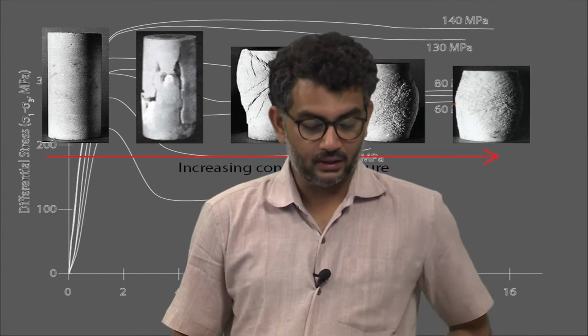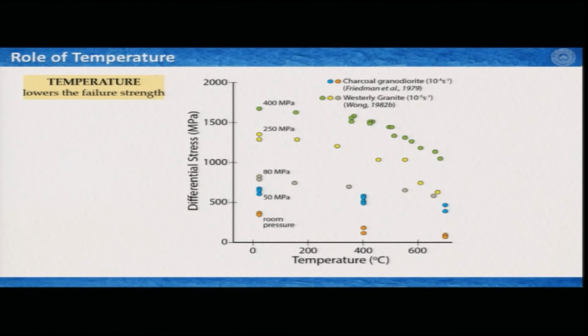We can also see in a different plot, again these are pretty old work. One is this blue and orange. So, this one and this one, these are granodiorite rock, and the rest are granite, Westerly granite. These granodiorites were deformed with a strain rate of 10 to the power minus 4 per second, and the granites were deformed with a strain rate of 10 to the power minus 5 per second. And what we are plotting here is differential stress versus temperature, and the authors plotted the peak stress, the peak value.